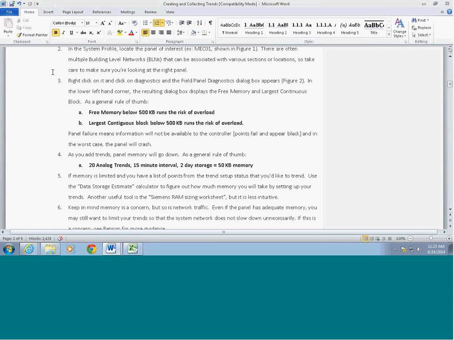The thing you may want to do is estimate new memory requirements. We touched on this really briefly in the first session. There's a trend memory estimator from Siemens. I think again this document has a good guide right here. Analog trends at this interval in two stage storage is about 50 kilobytes. So you see, it doesn't really take that many trends to get that 500 kilobytes quite low. And that's especially true when you have VAVs attached to these panels.